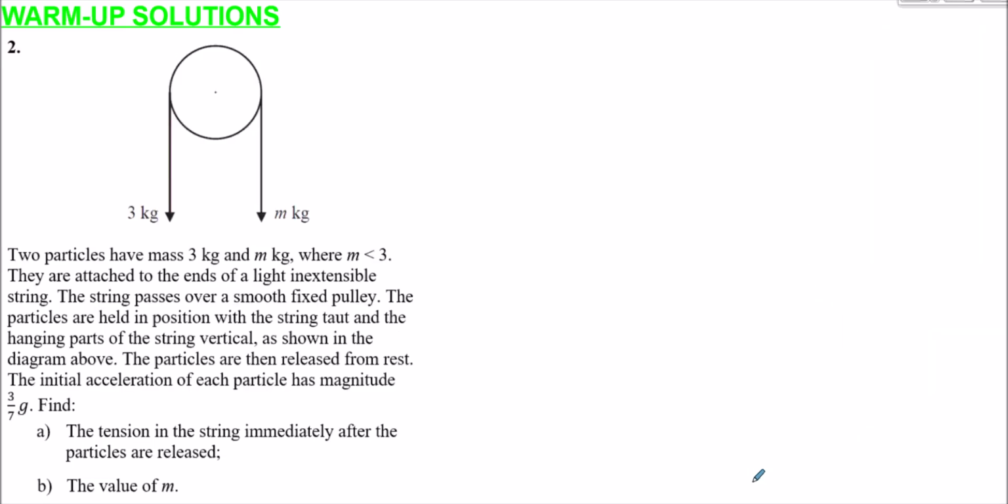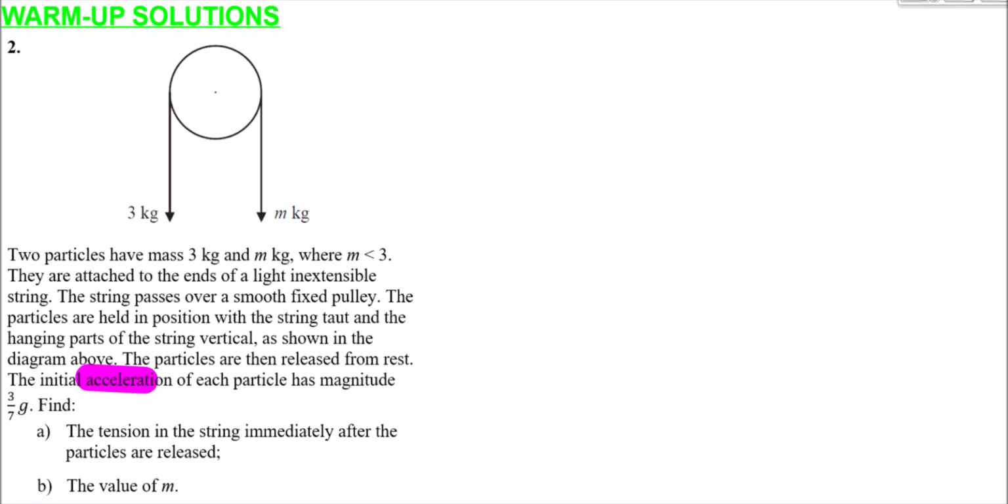So here we have a fairly standard, although not too straightforward, pulley question. So we've got two particles of mass 3 kilograms and m kilograms, where m is less than 3. They're attached to the ends of a light inextensible string. The string passes over a smooth fixed pulley, this circular thing here. Particles are held in position with the string taut and the hanging parts of the string vertical as shown in the diagram. The particles are then released. The initial acceleration of each particle has magnitude 3/7 g.